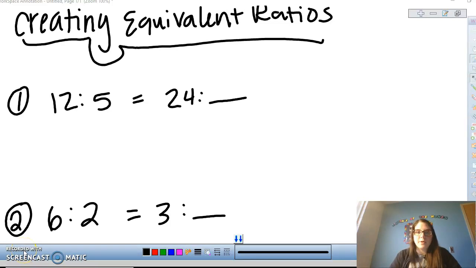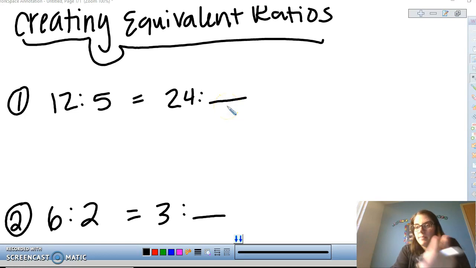All right, so we're going to be talking about creating equivalent ratios. So this is going to be like your worksheet today. If we're looking at our first one, number one, it says we have 12 to 5 equals 24 to blank. So we're trying to figure out what is going to be in this blank.